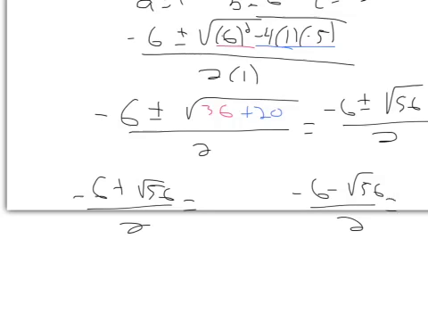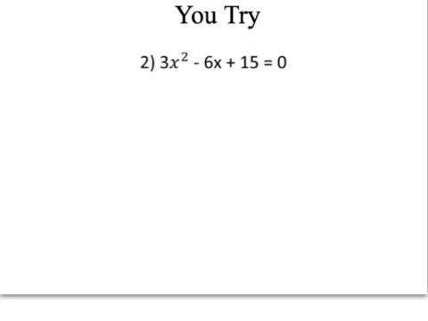So once we plug that into the calculator and simplify, we would get 0.74 and negative 6.74. Go ahead and pause and do the second you try.